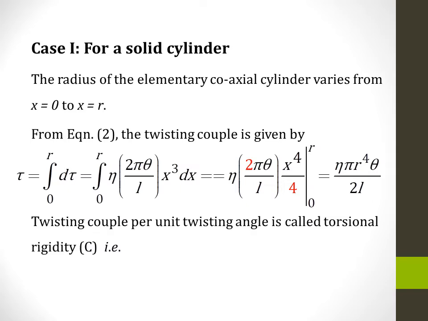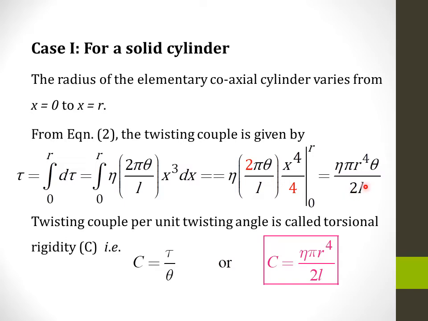The twisting couple per unit twisting angle is called the torsional rigidity, denoted by C, and C is given by τ by θ. τ is the term which we just obtained here, which is η π r⁴ θ divided by 2L. So on substitution and with θ getting cancelled, we obtain the twisting couple per unit twisting angle as η π r⁴ divided by 2L.